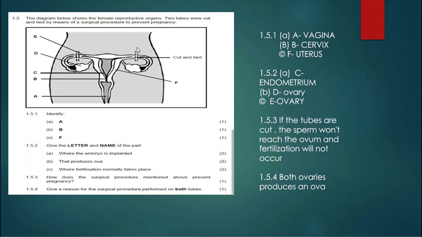How does this surgical procedure mentioned above prevent pregnancy? So if these tubes are cut, the sperm won't reach the ovum and fertilization will not occur. Now give the reason for surgical procedure performed in both tubes. Because both tubes produce an ovum and they have to cut both of them. If they cut one, an ovum will be produced this side and fertilization will take place. Hence, there will be pregnancy.